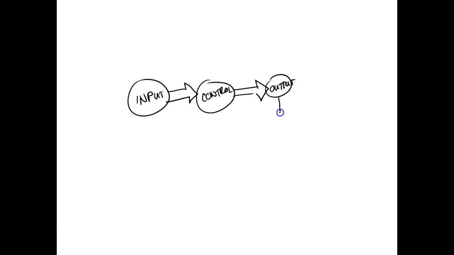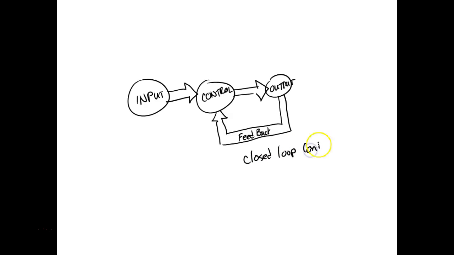Now if we come back over here and do something like this, this is what we call feedback. And this would be called a closed loop system. Also referred to as a servo system.